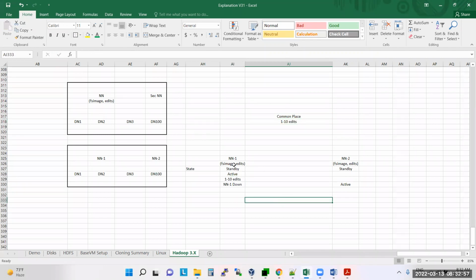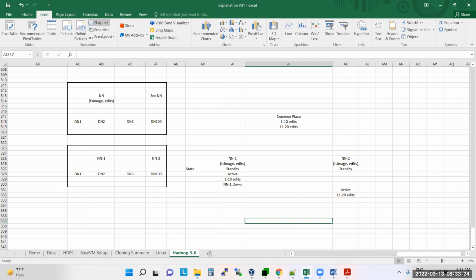After that, name node 1 is down. Name node 2 has become active. It performed 11 to 20 edits. It will maintain one copy here, and at the same time, it will put the same 11 to 20 edits in the common place also. So both the name nodes will not have direct contact, but both the name nodes will have contact to the common place. Understand, sir?